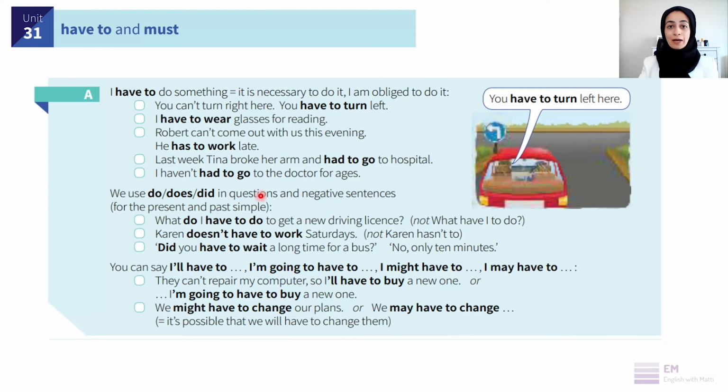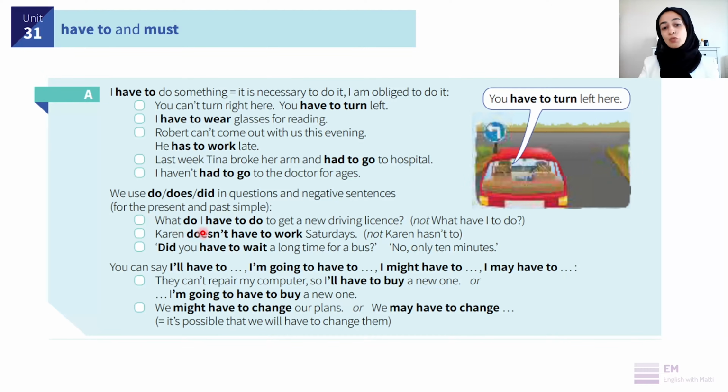خب we use do, does, did in questions and negative sentences. خب برای سوالی کردن و منفی کردن هم که از do, does و did استفاده میکنیم. شکل حالش که have to برای سوم شخص has to گذشتش هم که had to. حالا برای سوالی و منفی از do و does برای زمان حال و did برای گذشته استفاده میکنیم. به همین شکل don't, doesn't و didn't. For the present and past.